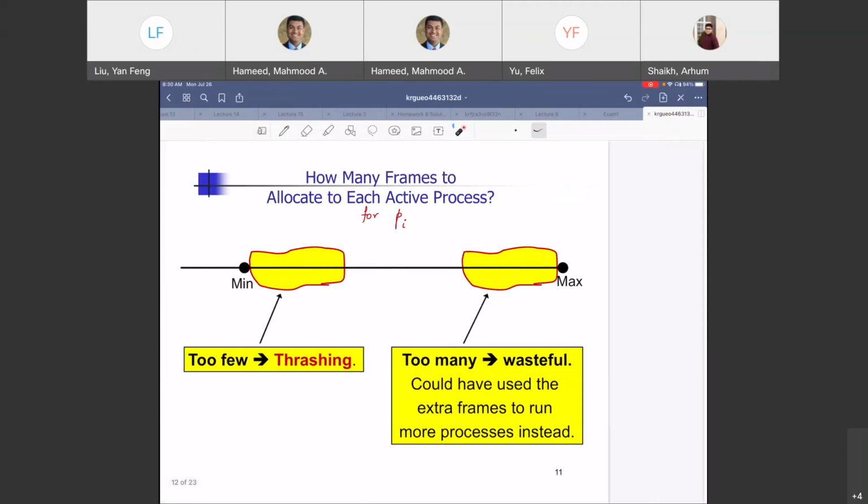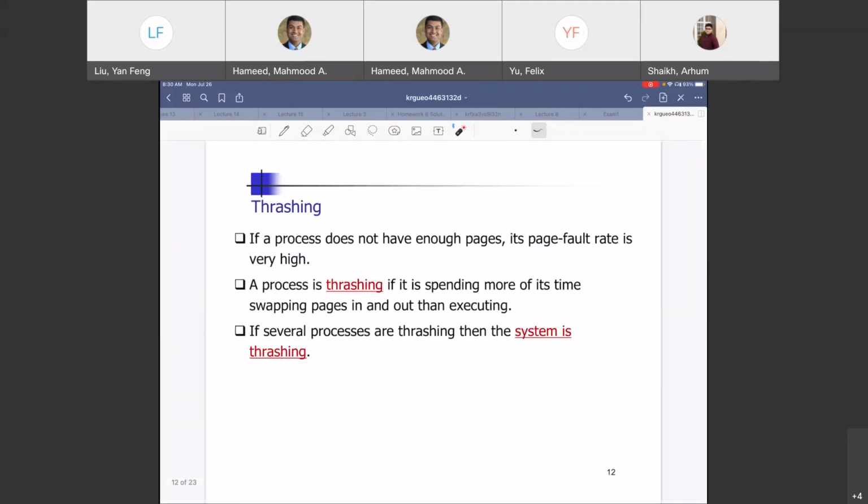Straightforward? All right, let's go on. Let's talk about thrashing. If a process does not have enough pages, its page fault rate is going to be very high. I do not have enough frames to make progress.